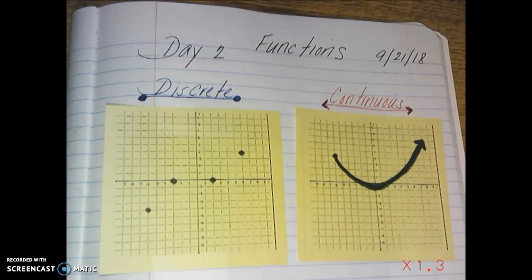Good afternoon, everybody. So the lesson for today is going to focus on functions. This is day 2 of functions. We've already talked about input, output, domain, and range, and now we want to put some more information with it.